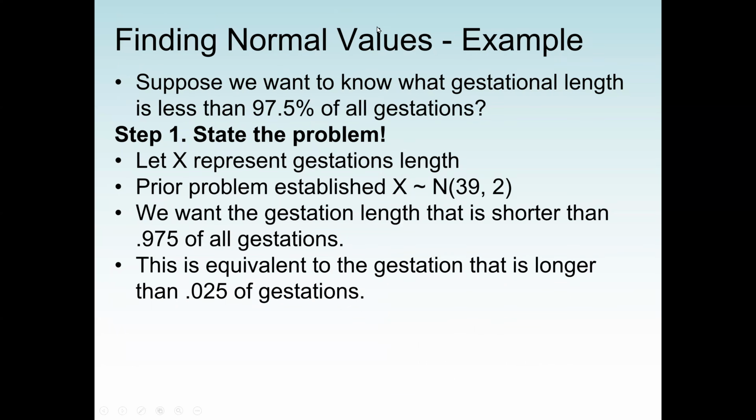So finding the normal values. Now the question here: suppose we want to know what gestation length is less than 97.5%. So here we want to see the values that are less than 97.5% downward. So first, I will let x represent the gestation length. That's what I'm looking for. Then we know the mean is given to us to be 39. The standard deviation is given to be 2. Now, in order to get a z, since we know the 0.975, we are going to use that in the table. So let's see the table. Well, let's go to the big table here.